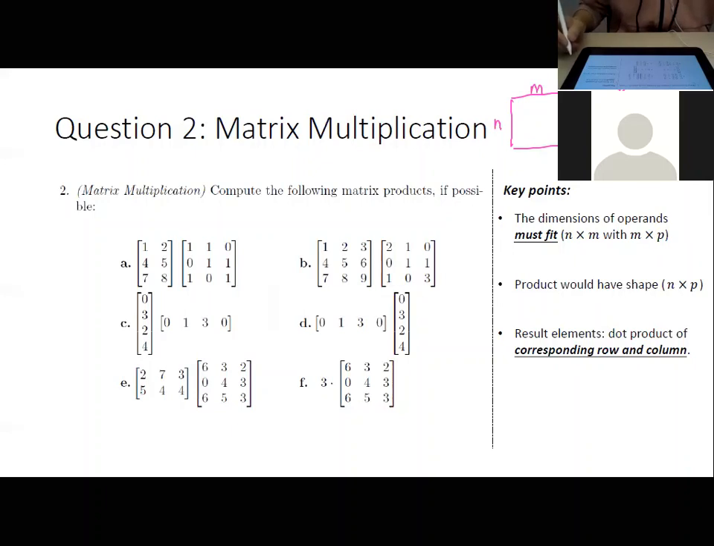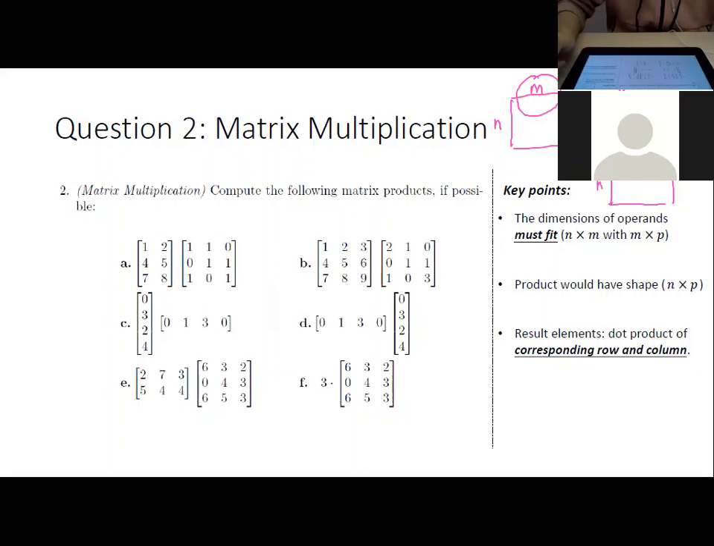Point 1 tells us the number of columns of the first matrix should be exactly the same as the number of rows of the second matrix. If this condition is not satisfied, there is no need to do the matrix multiplication since it is impossible. Then we are going to see the second point. The second point tells us the final result will be of the size n times p.